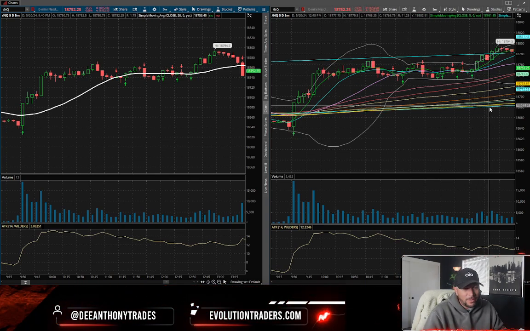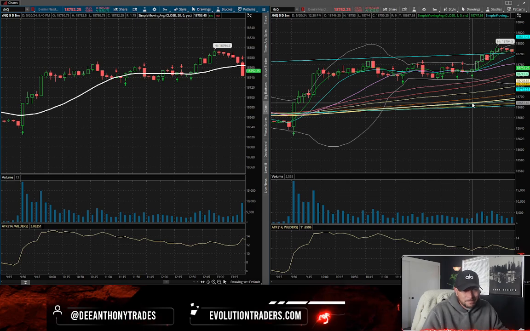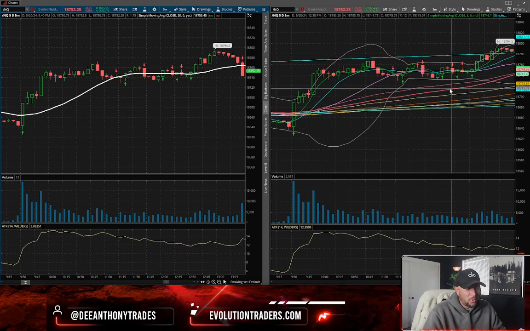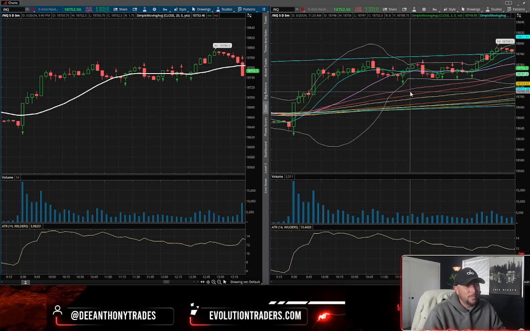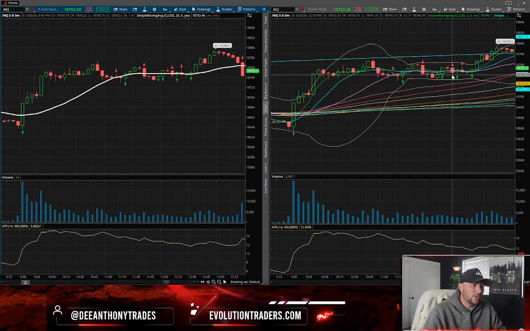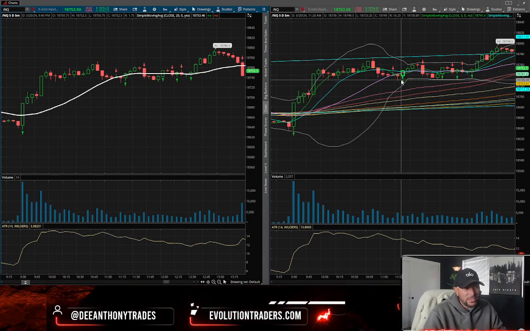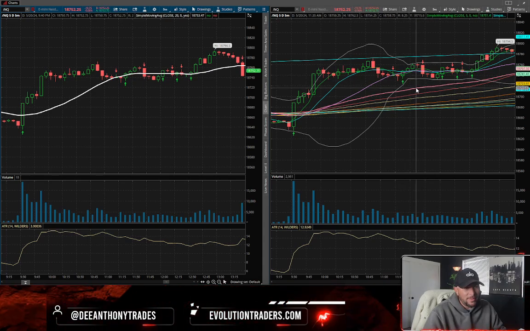Now, it could have very well popped to the downside, but again, we did have a lot of support. So when you're looking at the big chart like this, it's giving you a clear picture. And not only does it give you a clear picture, but it also lets you know that, hey, if we do lose this swing low, where potentially could we be going, right?